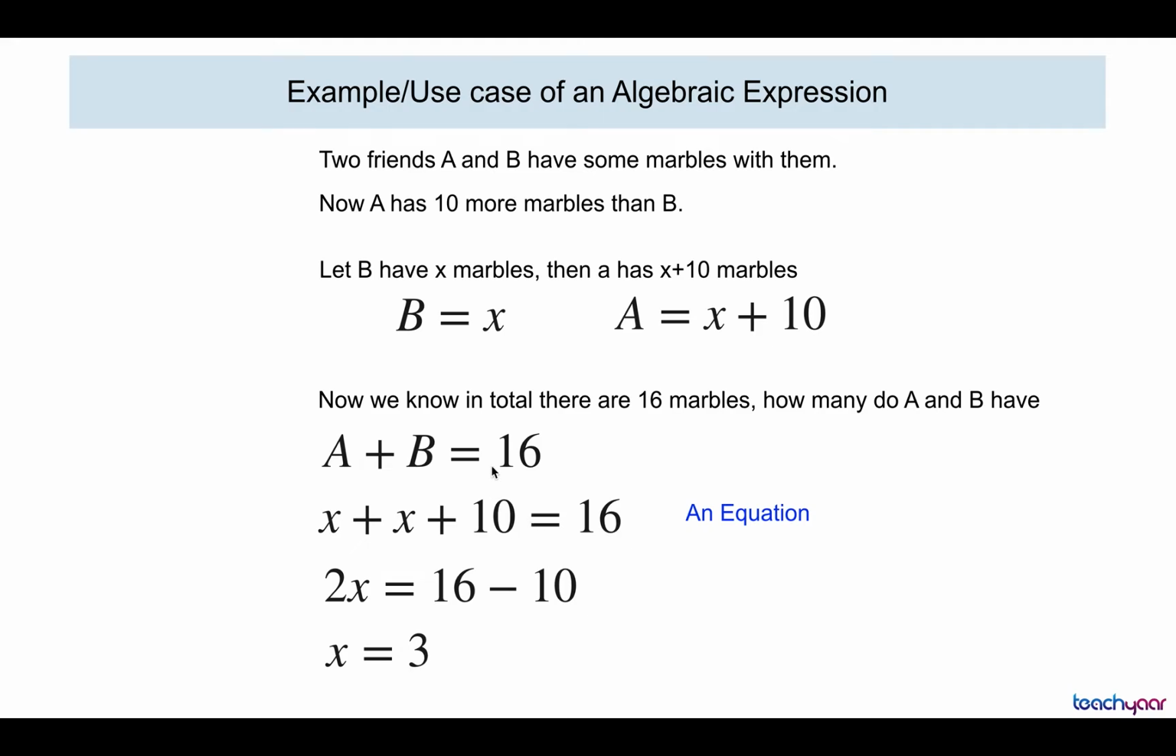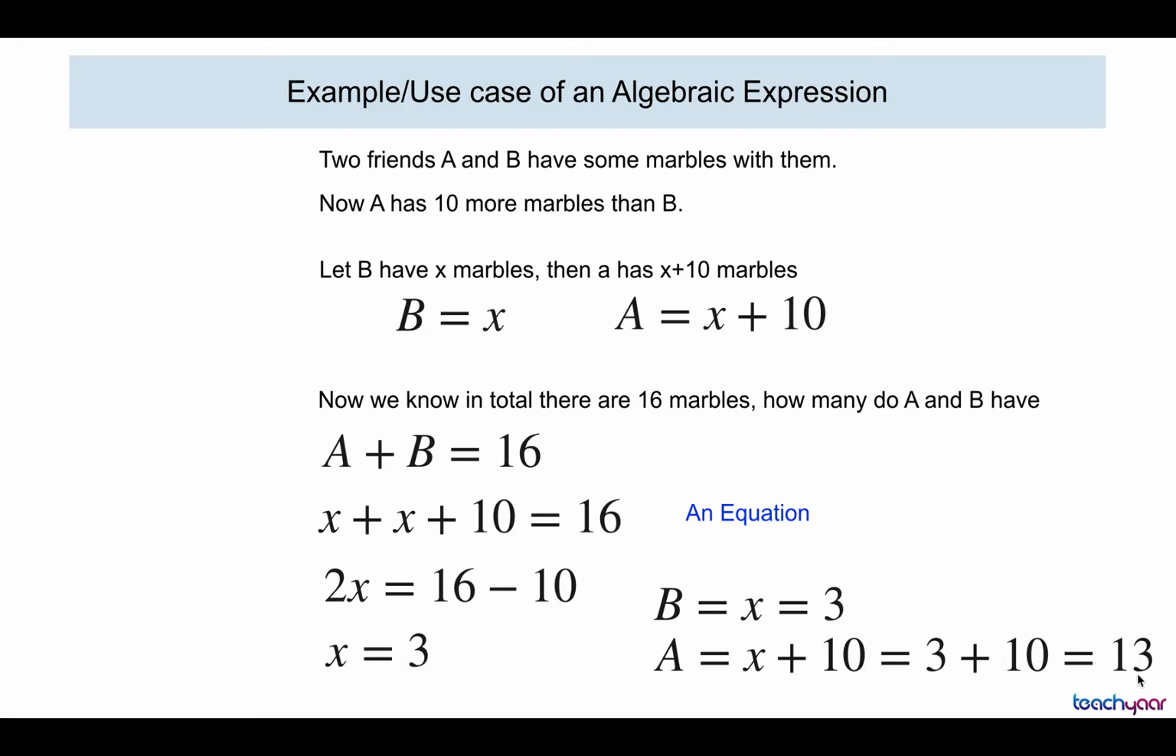How you take it to the other side is to subtract 10 from both sides. So you get 16 minus 10, which means 2x is equal to 6. X is equal to 6 by 2, which is 3. Which means B, which is what x is in this case, is 3. So A has x plus 10, which means 13.